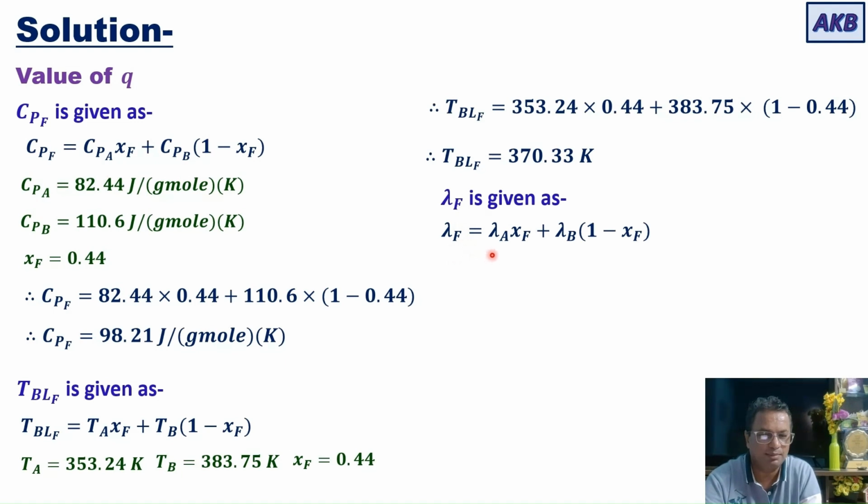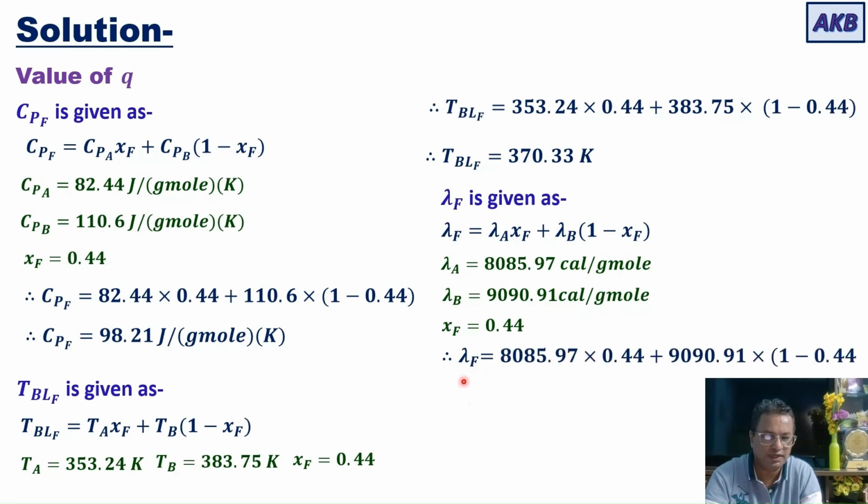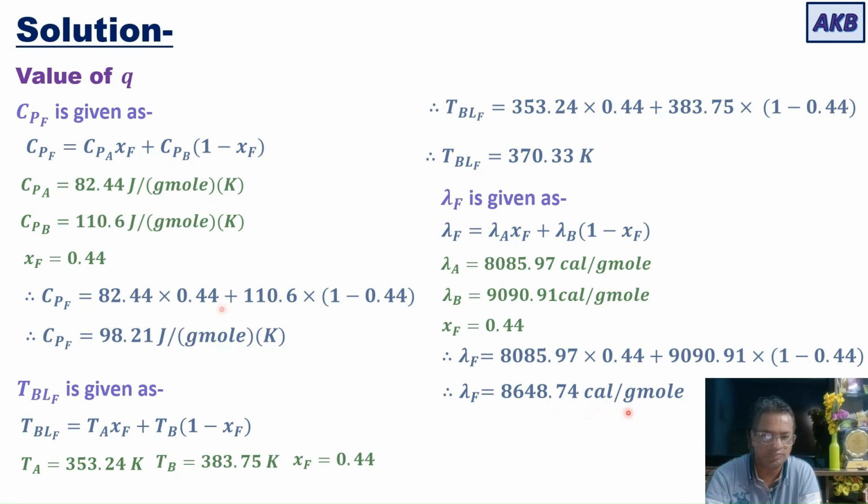Lambda F is lambda A into XF plus lambda B into 1 minus XF. Lambda for A into its fraction, lambda of B into its fraction. So lambda A is given, it is 8085.97 calories per gram mole. Lambda B is given, it is 9090.91 calories per gram mole. XF is 0.44. So if you use these values, lambda F will be 8085.97 into 0.44 plus 9090.91 into 1 minus 0.44. That gives us lambda F as 8648.74 calories per gram mole.